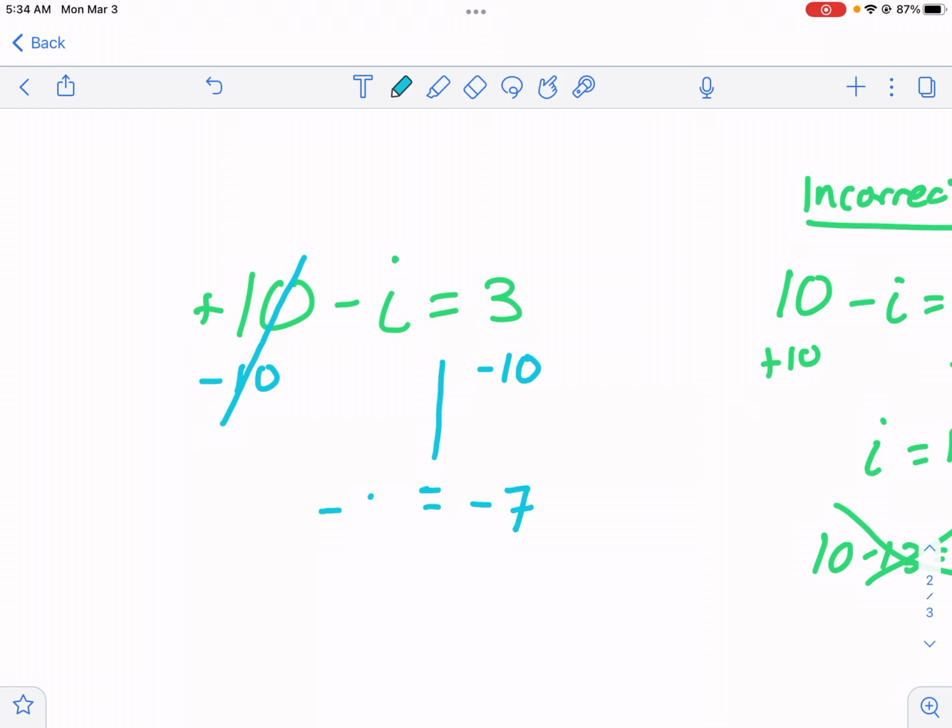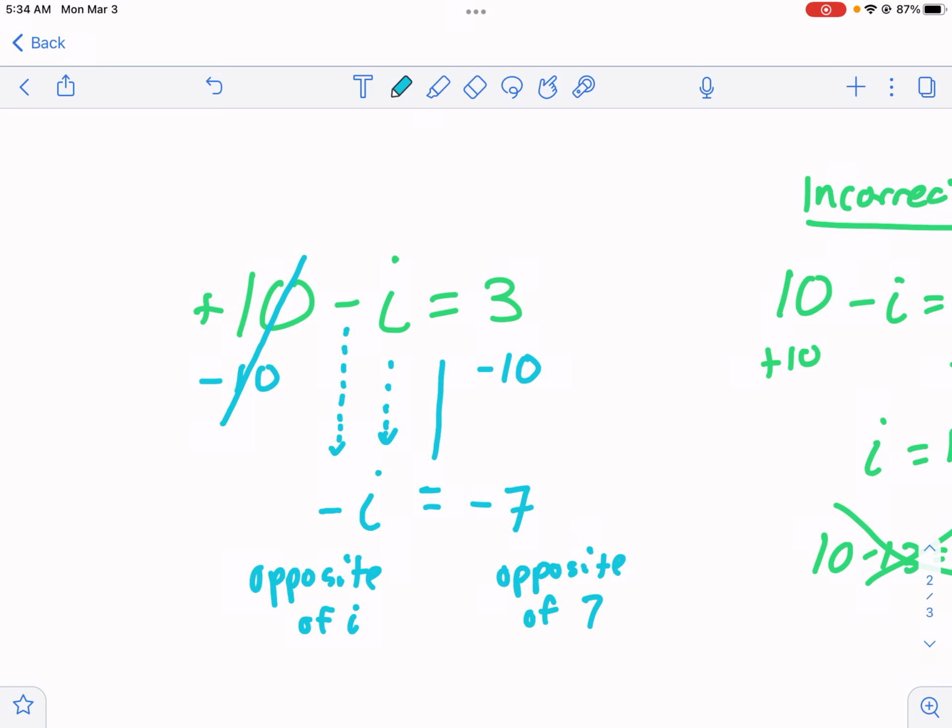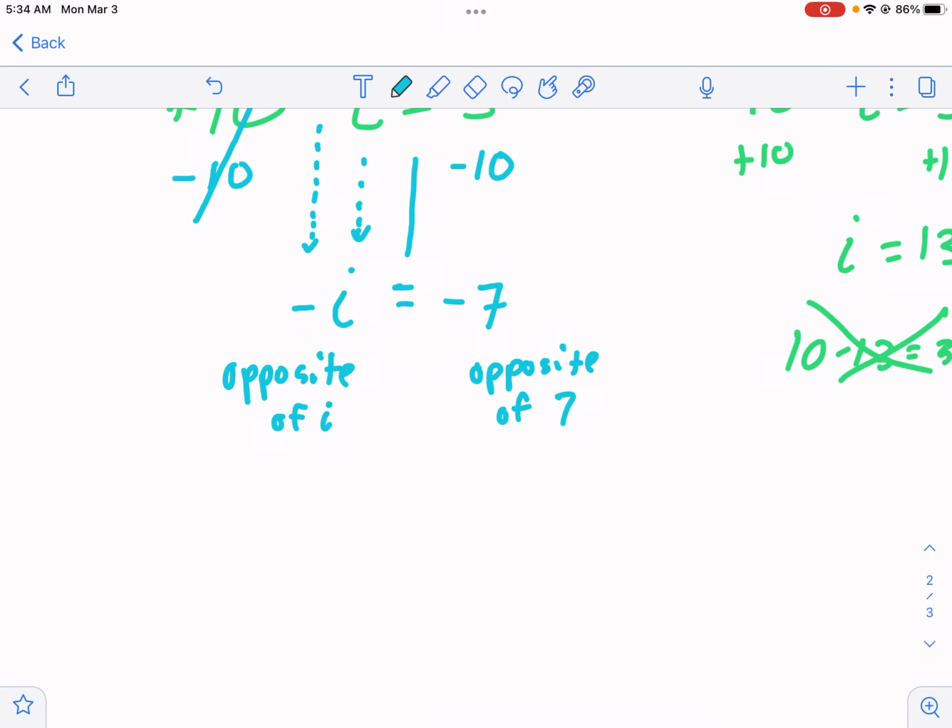And then we have the minus I still there. Everything we haven't undone, we drop down. So now we have minus I equals minus 7. We could read this as the opposite of I equals the opposite of 7. So I hope that makes it clearer what we do next. If the opposite of I equals the opposite of 7, then we could therefore hypothesize that I equals 7. And that's the correct answer.